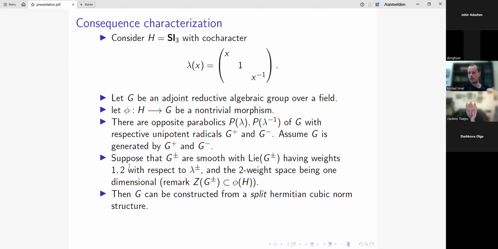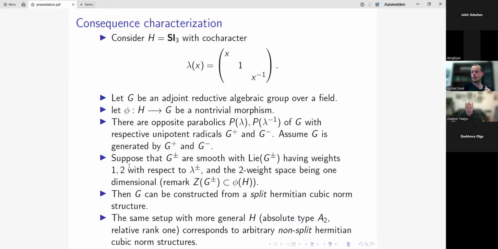So provided G is generated by G plus and G minus, and that G plus and G minus are of this form, you can reconstruct G from a split Hermitian cubic norm structure. What do I mean by that? You take a split Hermitian cubic norm structure, you construct your structurable algebra, your Lie algebra, the groups G plus and G minus, and you look at the group generated by them. This group, provided you take the right group sheaf, will coincide with G.